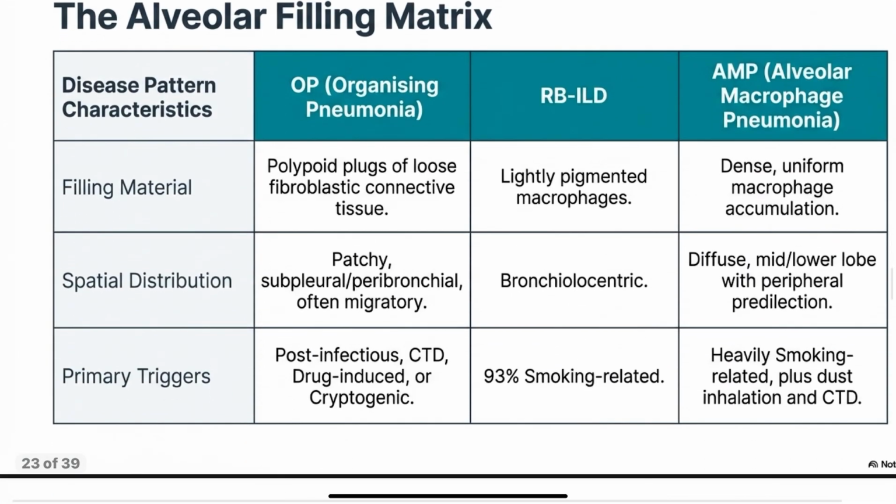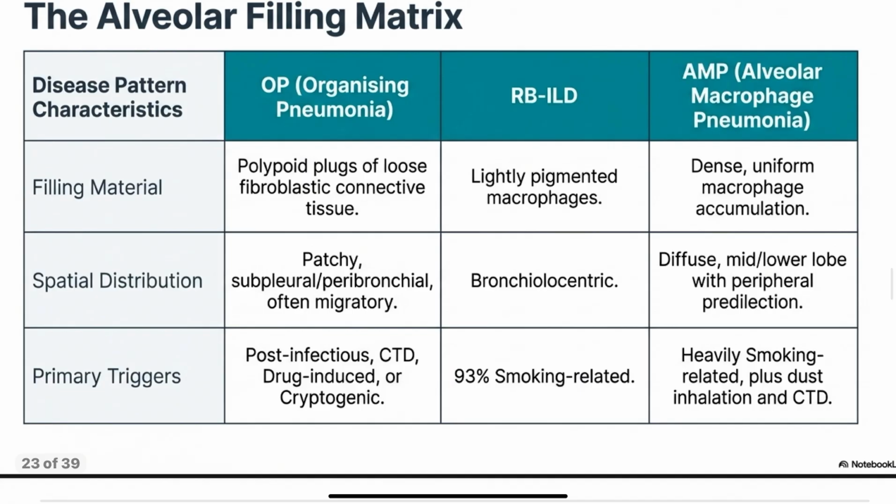Always rule out CTD and immune deficiencies. Next, coming to the alveolar filling pattern. Till now we saw the interstitial type of pattern. Alveolar filling patterns are only two or three: organizing pneumonia, RBILD, and alveolar macrophagic pneumonia, that is previously known as DIP.